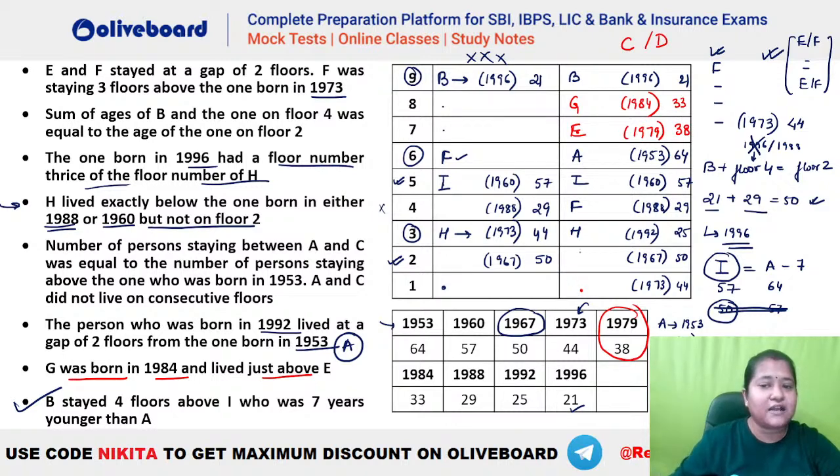Okay. Now we are left to place C and D. Do we have any relation with respect to C and D? We have this information here. Number of persons between A and C is equal to number of persons born above 1953. Now, how many persons do we have above 1953? 1, 2, and 3. So if we have 3 persons above 1953, that means there should be 3 persons between A and C. So you can see C will be this person and D will be this person.